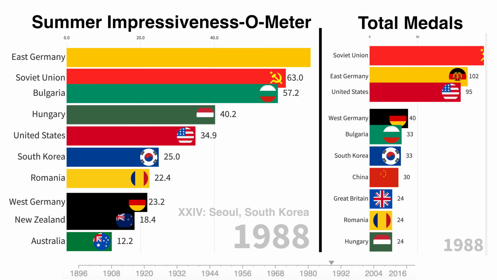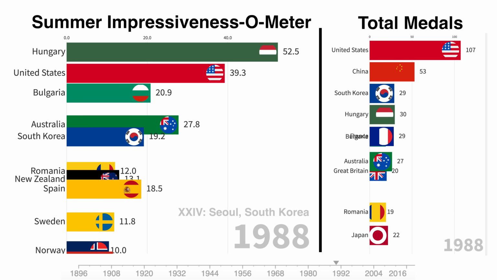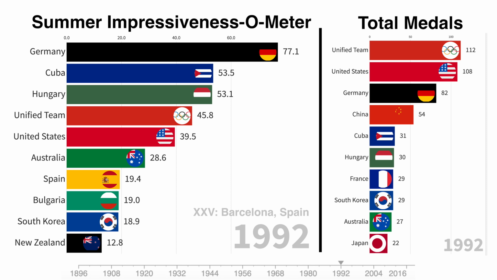The 1992 leaderboard reflects the major geopolitical shifts that occurred in the early 90s. A freshly reunified Germany grabs the top spot, followed by Cuba, Hungary, and the unified team, which contains most of the recently dissolved Soviet Union.